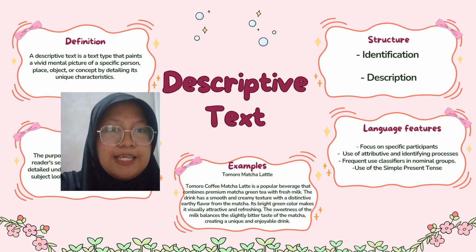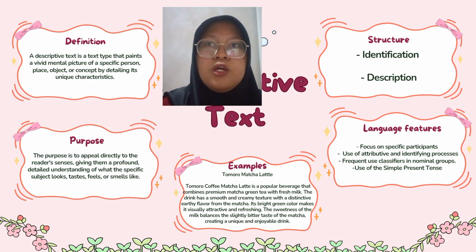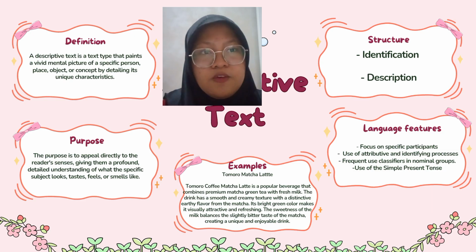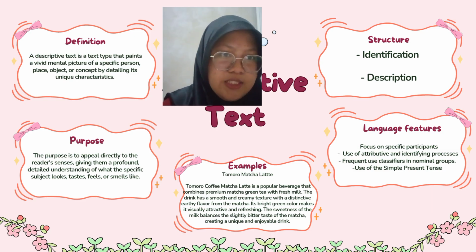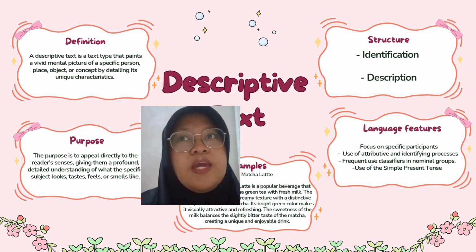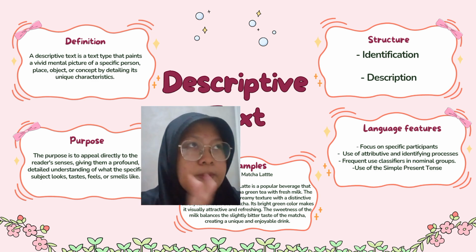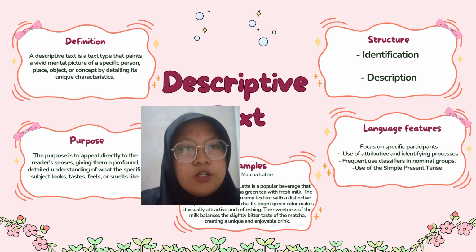Okay, the second one is descriptive text. The definition of descriptive text is a text that is used to describe a certain thing, someone, or object. They will describe the specific characteristics, detailing a concept, object, or place. The purpose of the text is to make the reader understand, so the reader can feel or see or sense the object that the text is describing without actually feeling, sensing, or seeing the object itself.